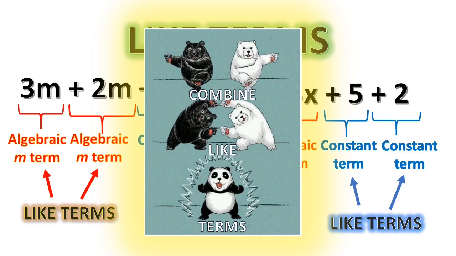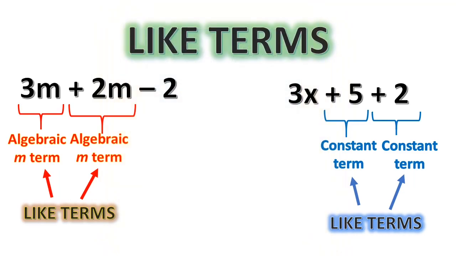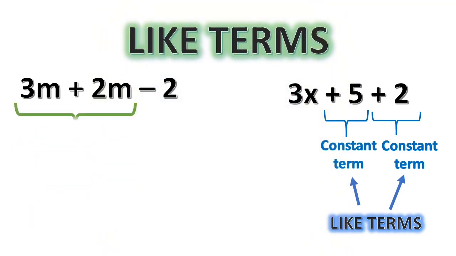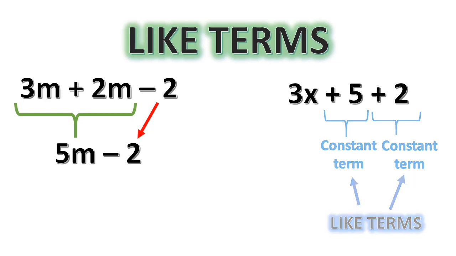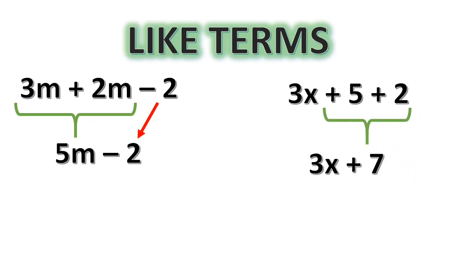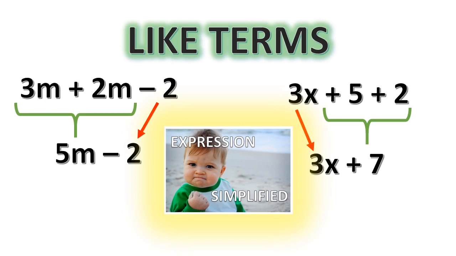Let's combine our like terms. Now what this looks like is taking those 3m and plus 2m, and since I'm adding them together, they can become 5m. And then I just bring that minus 2 down because that's an unlike term, and then my expression has been simplified. On the other one, I have 3x, and then I'll just combine the plus 5 and the plus 2, and that makes plus 7 when I add them together, and then I'll bring down the 3x. So that expression has been simplified.